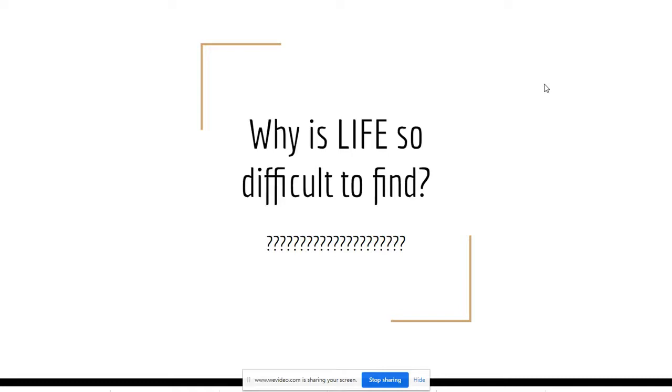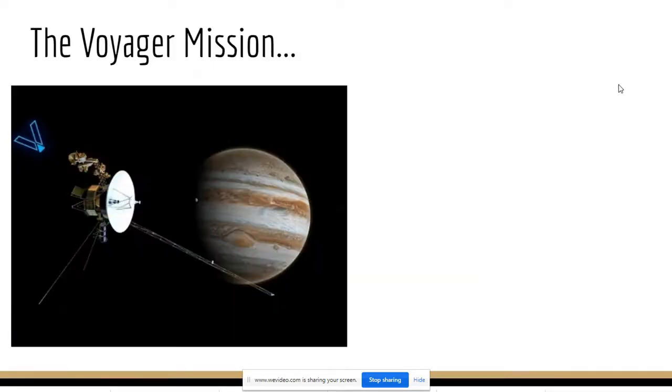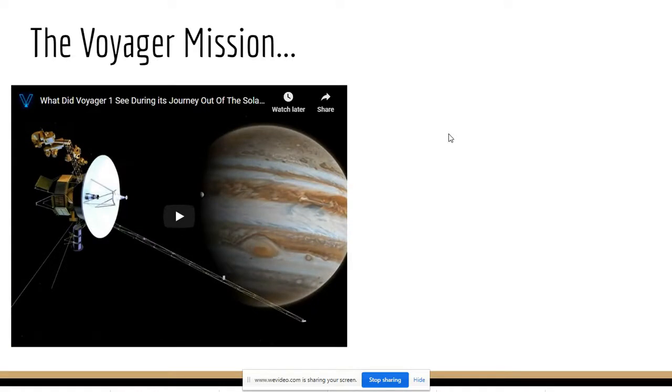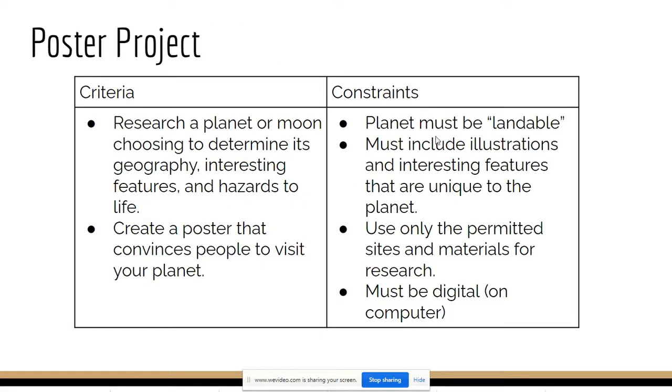You are going to be researching and finding out how can I, one, get people to come to these planets, but two, build something that allows people to survive there long enough to possibly find life. And we've already watched the video on the Voyager mission. And so now we're going to talk about the poster project.